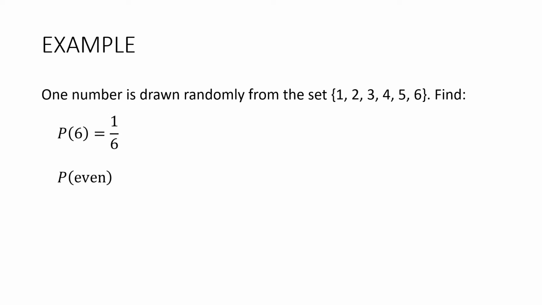Find the probability that it's an even number. So evens are 2, 4, and 6. So there's 3 possibilities. Again, out of a total of 6. So we can either write 3 over 6 or 1/2.